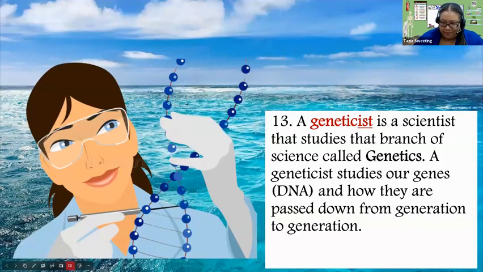Then we have a geneticist. A geneticist is a scientist that studies genetics. And like we said, genetics is the study of our genes, our DNA, and how these genes are passed down through our family, through generations and generations. So trying to understand, well, how do we get certain genes for our eye color and so on and so forth, okay?